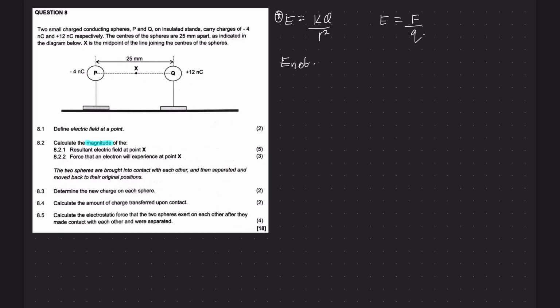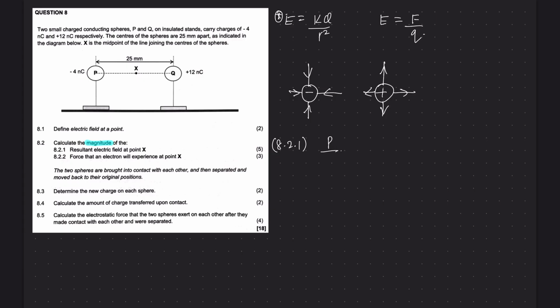Okay? Now, before we do this, let's look at the electric field pattern for positive and negative charge objects. For a negative charge object, the electric field pattern points toward the object. And for a positive, it points away from the object. Okay? So just keep that in mind. So 8.2.1, let's do sphere P first.